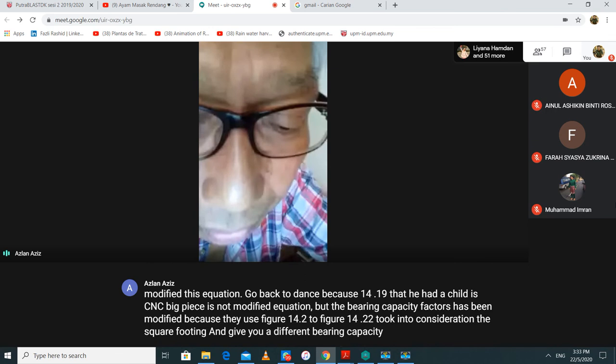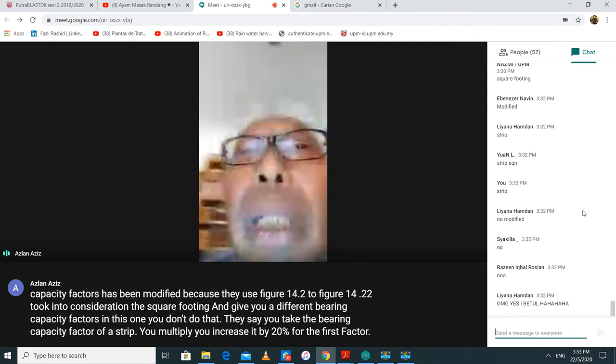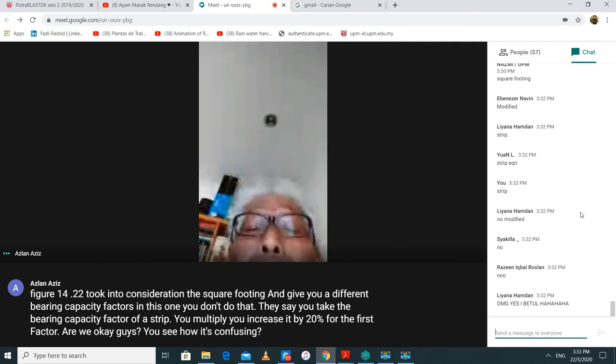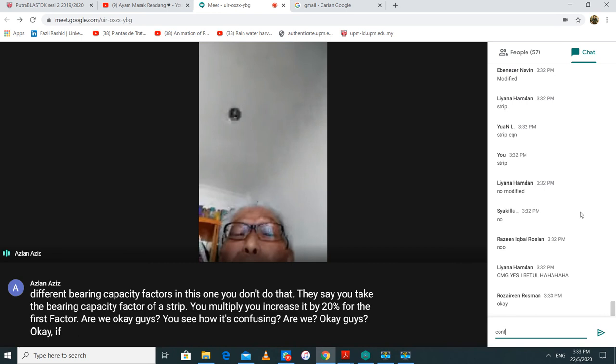In this one, you don't do that. They say you take the bearing capacity factor of a strip, you increase it by 20% for the first factor. Are we okay, guys? You see how it's confusing? Are we okay, guys? Okay, if you're not okay, I'm still going to move on.